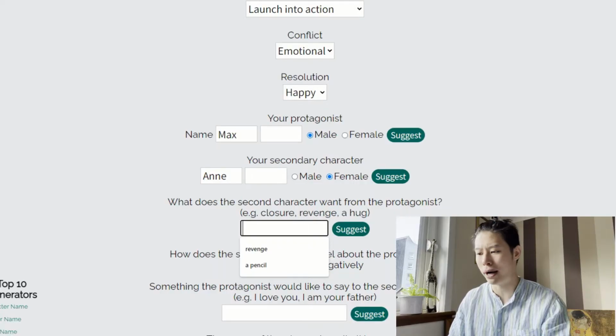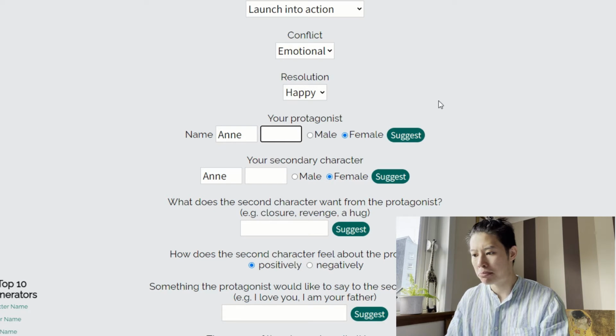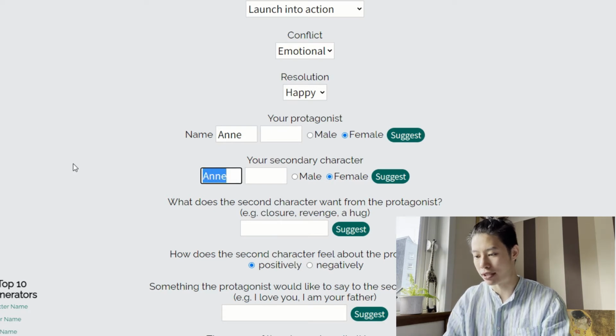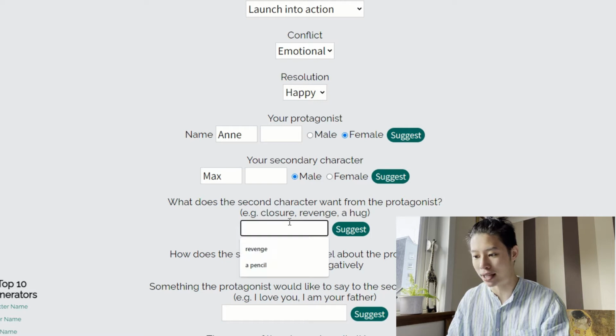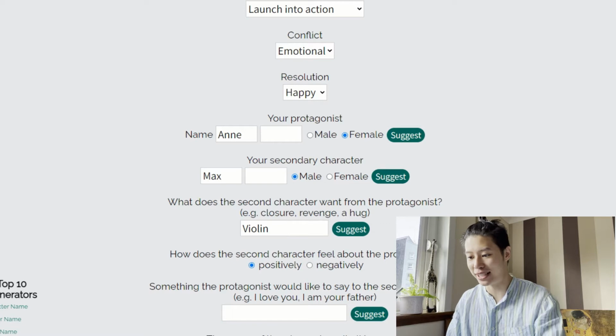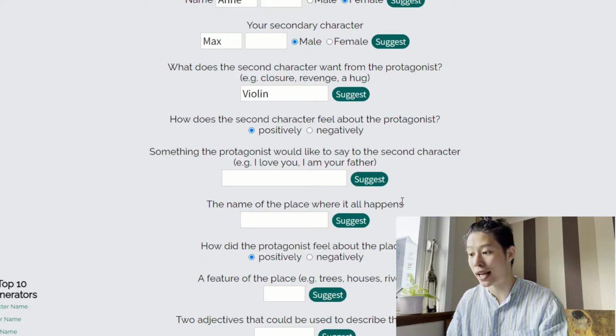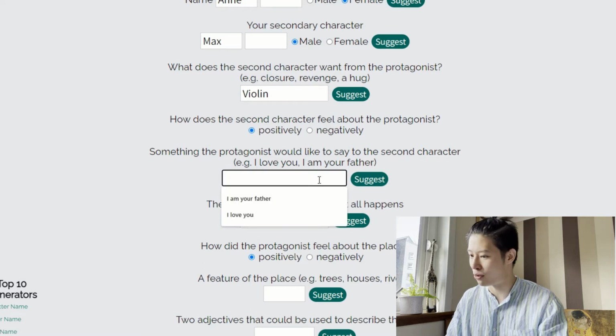Okay, so how about if we change it up a little bit? All right, we'll make Anne the protagonist, and I will be the secondary character because I know what I want from the protagonist. All right, I want her violin. Something the protagonist would like to say to the second character. I'm your father. I love you.